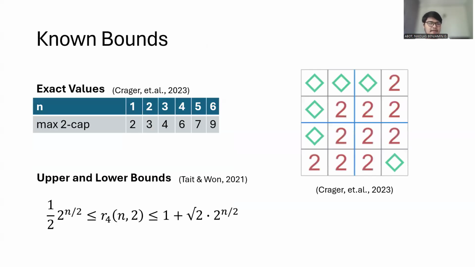Our current known bounds are actually not that much. We only know the exact values for n from 1 up to 6. Meanwhile, in terms of asymptotically bounding it, we've only been able to achieve an exponential bound from above and below.